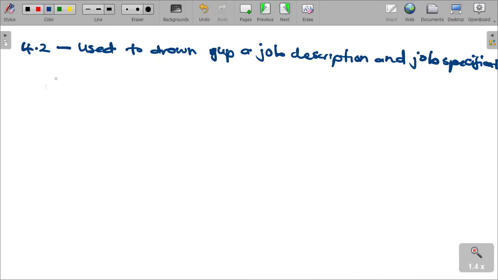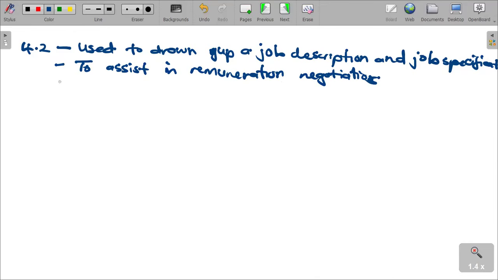Right. And then you also can find that job evaluation is also used to assist human resource in remuneration negotiations.